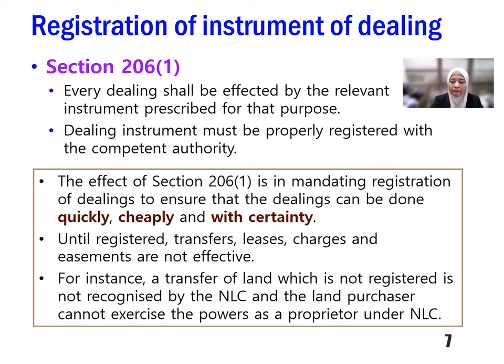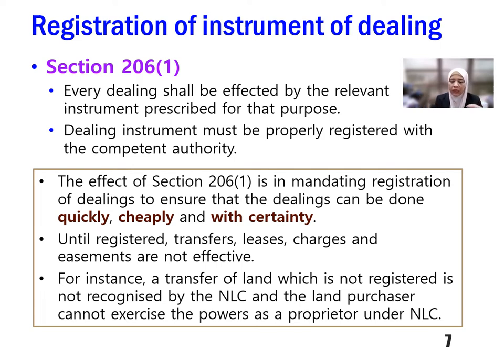The effect of section 206 sub 1 is mandating, which makes it compulsory. Mandating registration of dealings is to ensure that the dealings can be done quickly, cheaply, and with certainty. It means that once you do your transfer and sign your sale and purchase agreement, it doesn't end there. You need to register the prescribed form, which is 14A, at the land office or the PTG, to make sure that the dealing is recorded at the office.